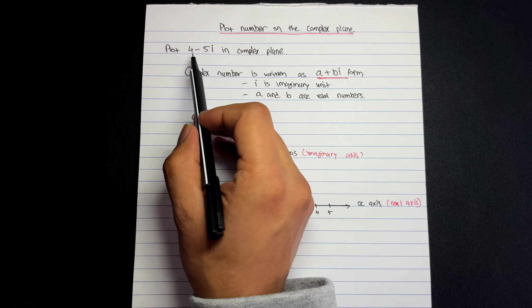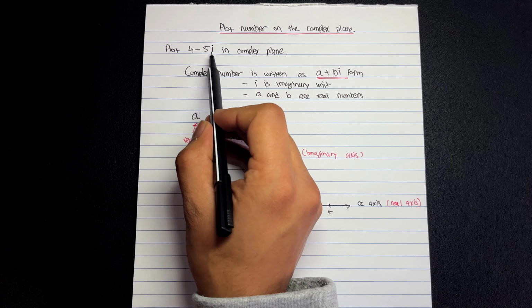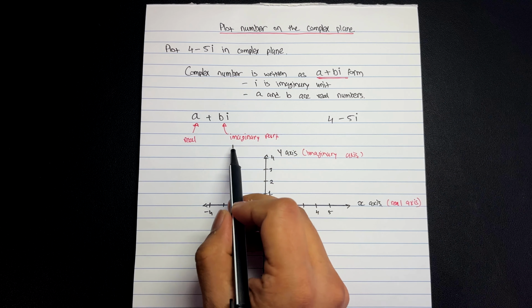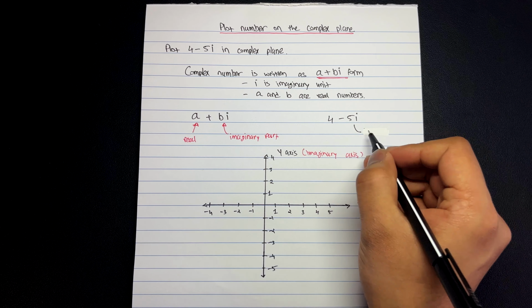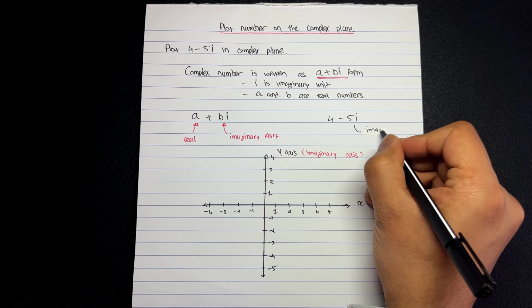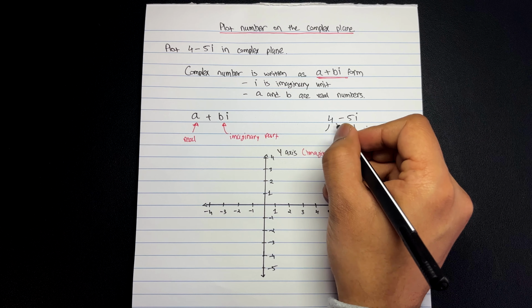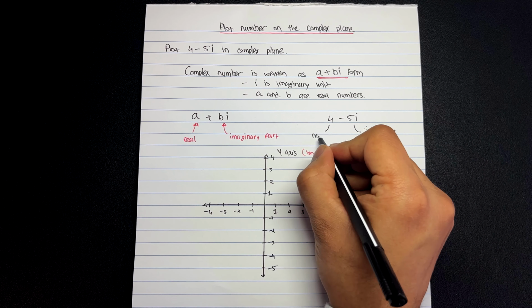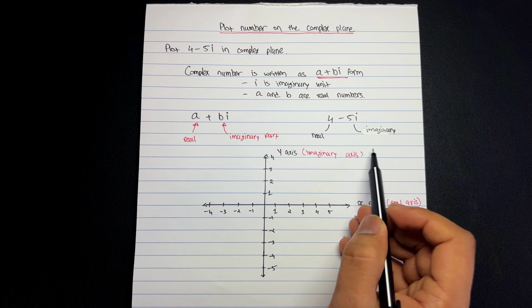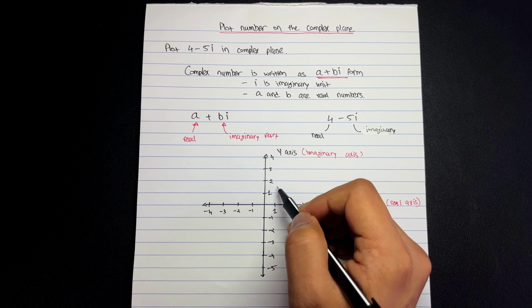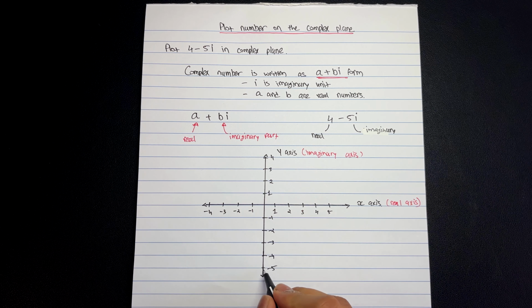So our question had 4 minus 5i, right? 4 minus 5i. And using this here, negative 5i is the imaginary part. And 4 here is the real part. So since we plot imaginary part on the imaginary axis, we plot negative 5 on the y-axis here. So negative 5 on the y-axis is here. So this is our imaginary part.